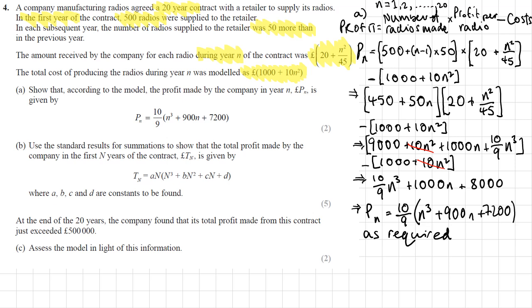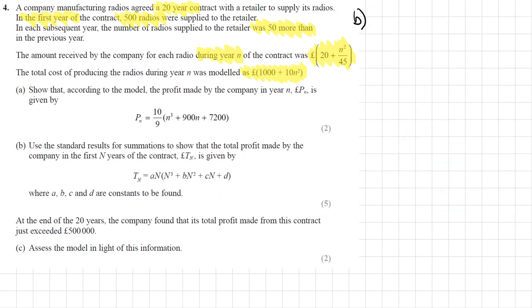Part B. Use the standard results for summations to show that the total profit made by the company in the first n years of the contract, Tn, is given by Tn is equal to A times n cubed plus Bn squared plus Cn plus D, where A, B, C and D are constants to be found. So let's get rid of this here, so give myself some space to write my working.